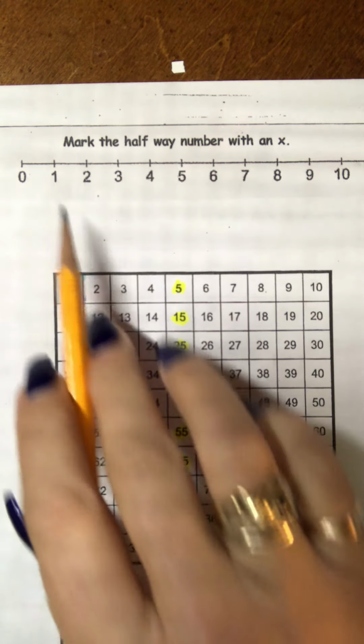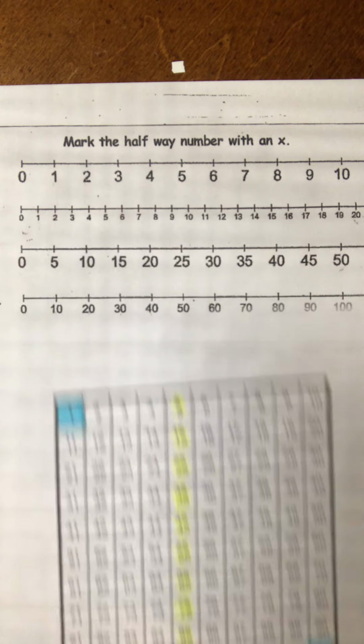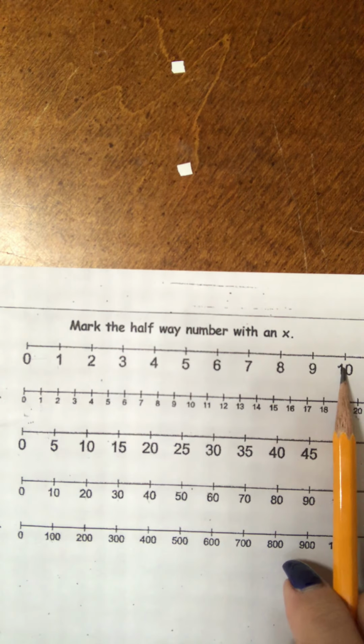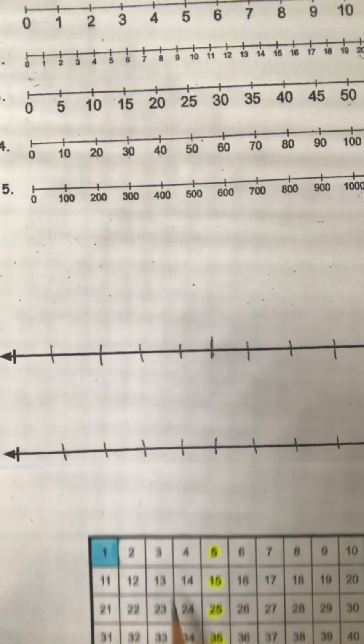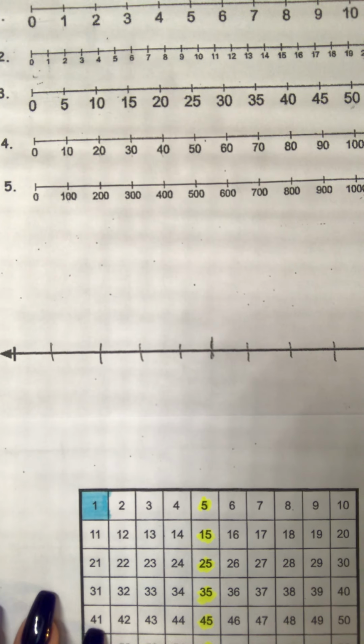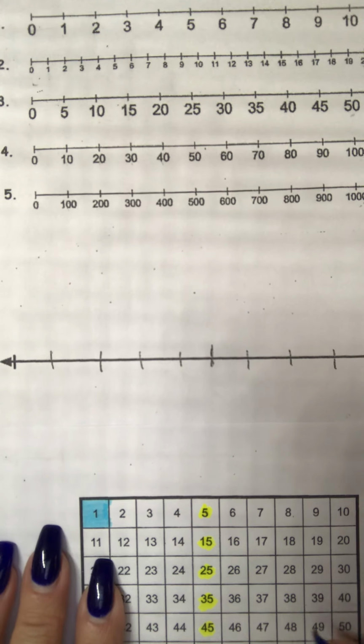Okay, now we have 0 to 10. Let's start with that one. Let's do that one first down here. And you can look right up above here, or you can look at your chart in your notebook. They're both there. So where are we going to start on this number line?